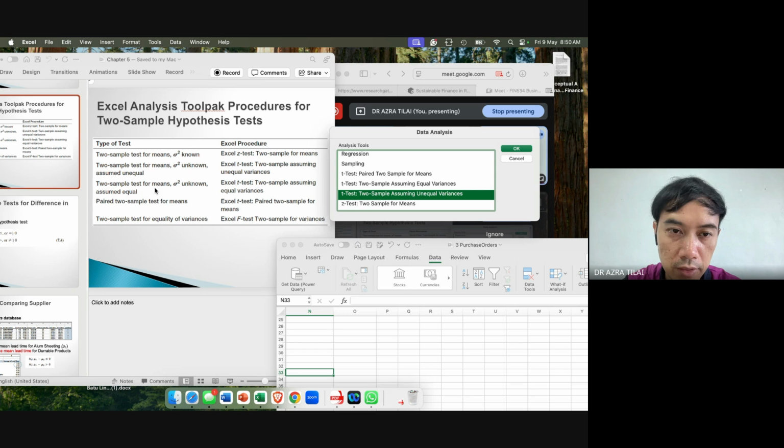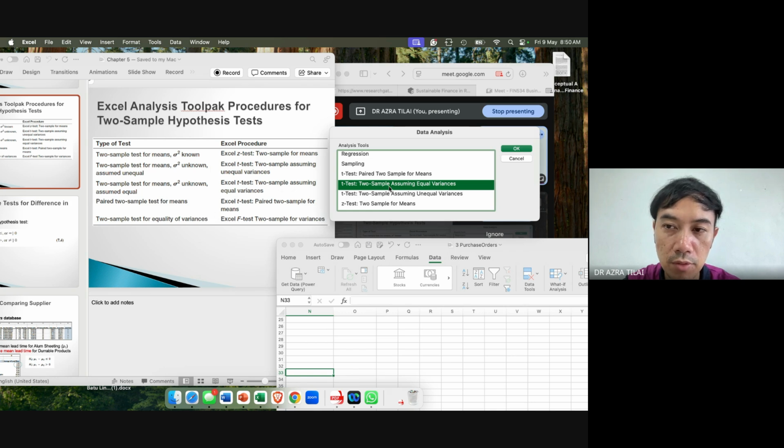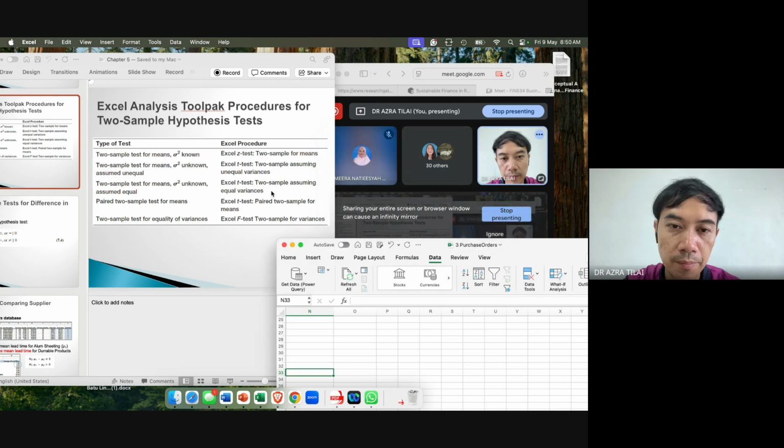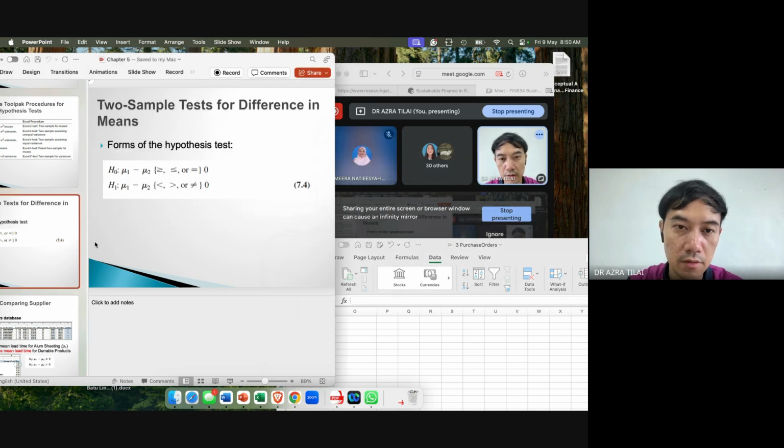Okay. Two sample tests for means unknown, assume equal. Then you use Excel t-test, two sample assuming equal variance. And the list goes on. Now you just follow which one to use. Okay. And then this is how you form the hypothesis test. Okay, just same like the one-tail test also.